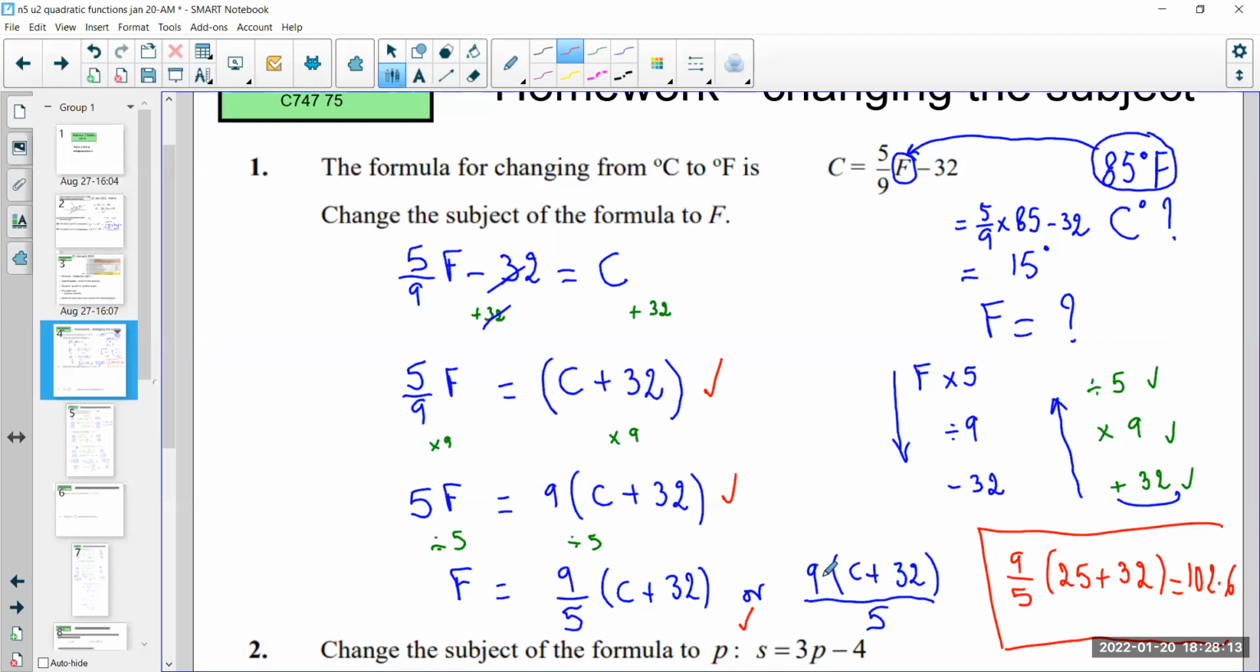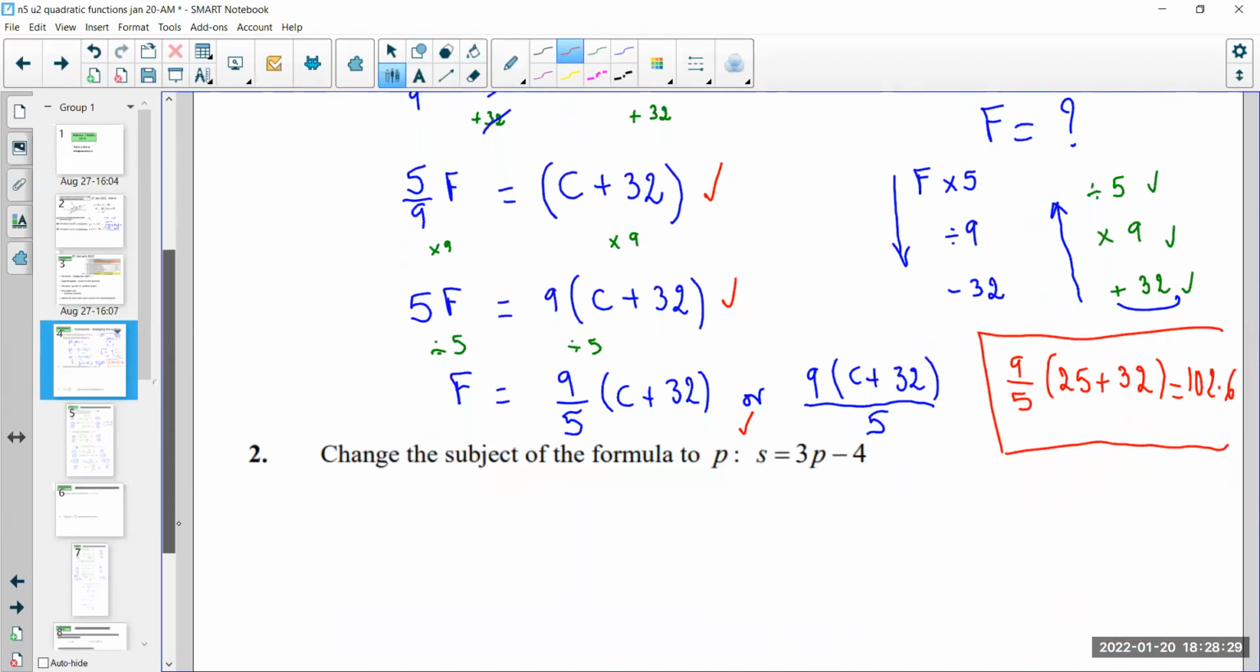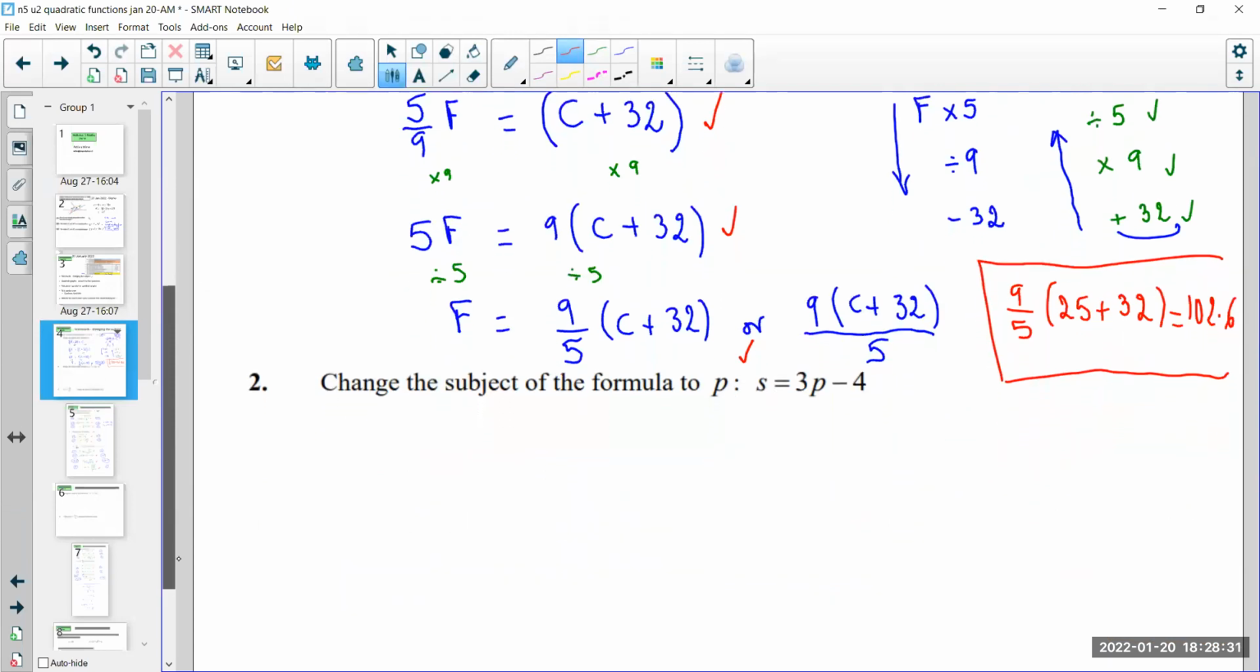Okay, I've seen someone typing 9 times 31 thinking they had typed 9 times 32. And they lost that last mark because they put 279. Yeah, but it's a common mistake. So if I don't need something, I don't do it.